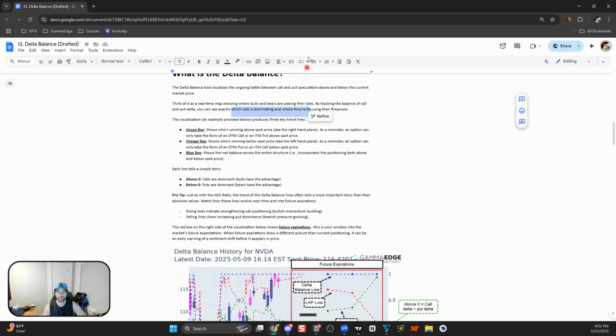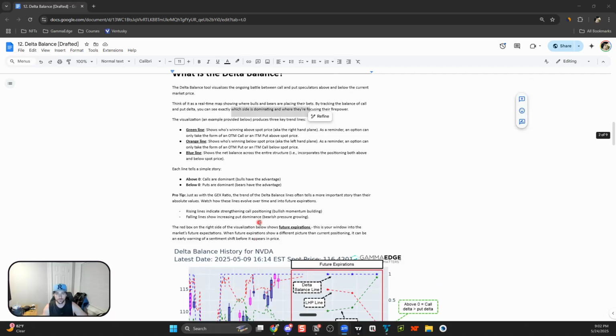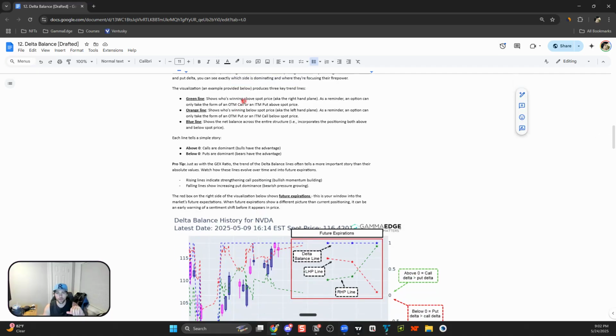So again, now we're getting into the specific delta balance tool, which is what the visualization looks like. I've marked it up here just to help visualize things, but this is what the visualization does look like. Getting more into the specifics, there are 3 key lines: the green line, the orange or red line, and the blue line.